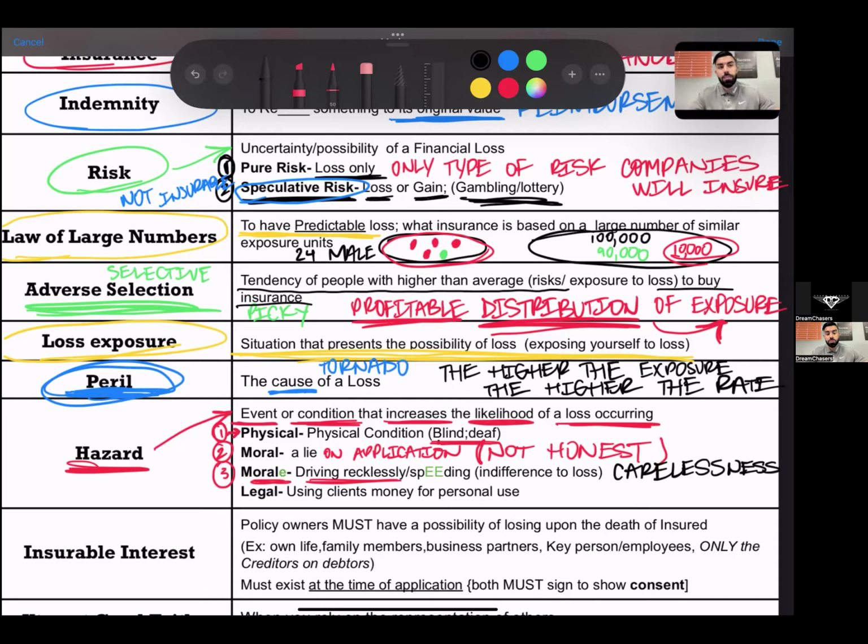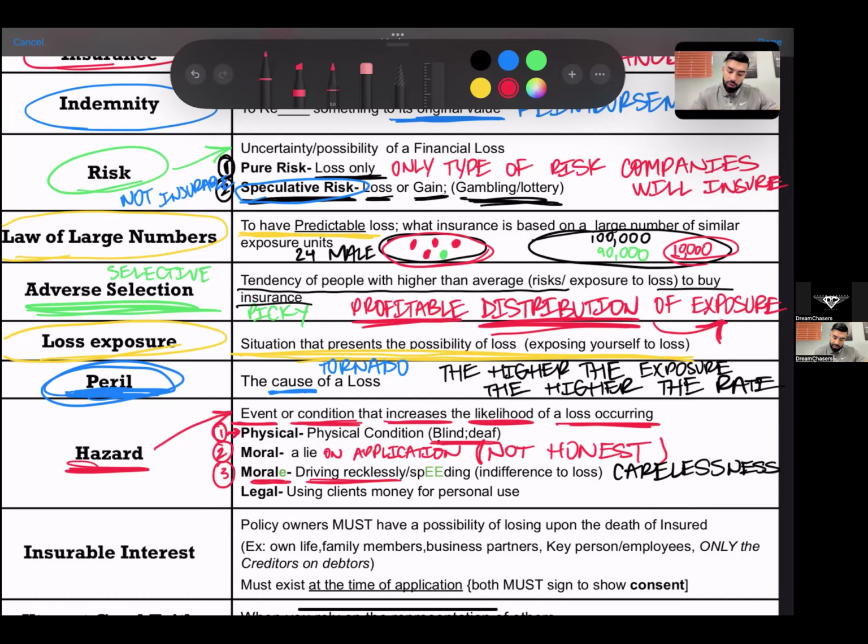For example, you have multiple speeding tickets that the individual has gotten in the last year, and they still speed. So a company would consider them a morale hazard. Why? Because they're just careless.